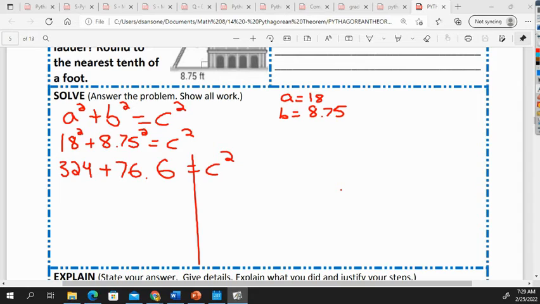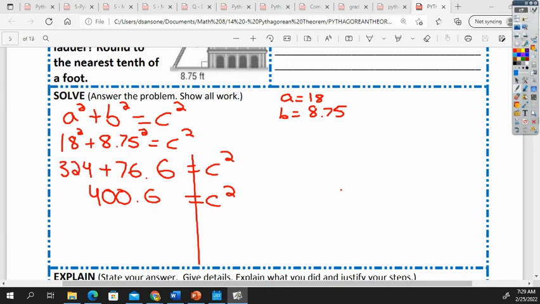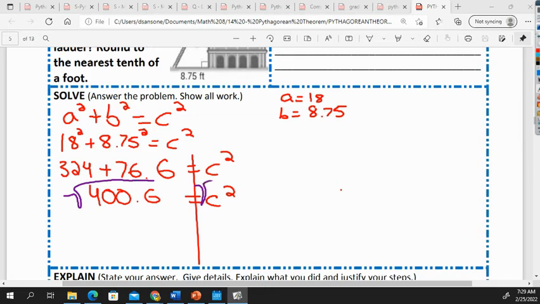76.6 plus 324. Another problem that I'm punching into my calculator. And I got 400.6 equals C squared. And now we're at our final step. Remember, all we need to do to cancel out that C squared and get rid of that squared is do the square root. So we're going to square root both sides. Before I even type this into my calculator, I know I'm going to get an irrational number, a really long decimal, because 400.6 is not one of our perfect squares. So make sure when you type it in, we remember that we need to round this answer. So I'm going to type it in. I'm going to do the square root.